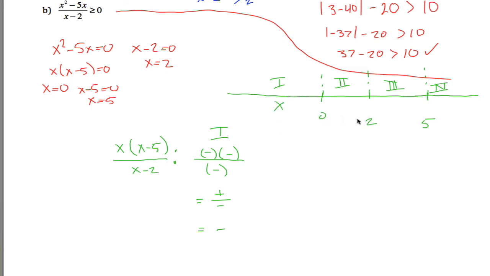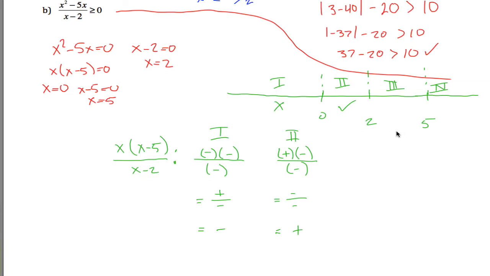What about numbers between 0 and 2? So the number 1, for example. Well, the number 1 is positive, but 1 minus 5 is negative, and 1 minus 2 is negative. So in this case, I get a positive times a negative, which is a negative, divided by a negative. A negative number divided by a negative number is a positive number. So when I plug in any number between 0 and 2, the left-hand side of my equation is a positive number. What positive number? I don't care. Any positive number is greater than or equal to 0. These numbers work.